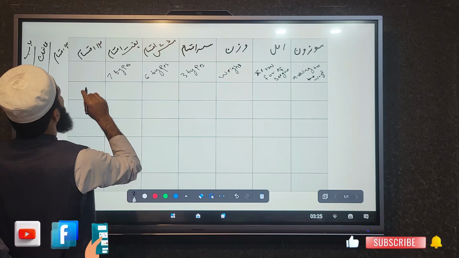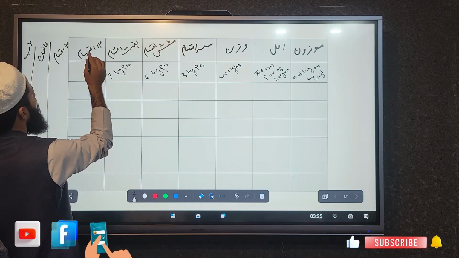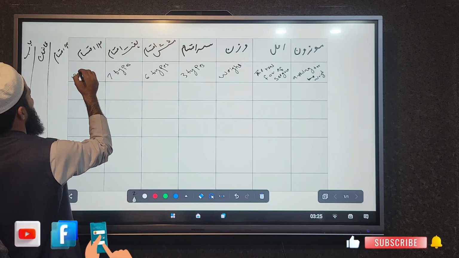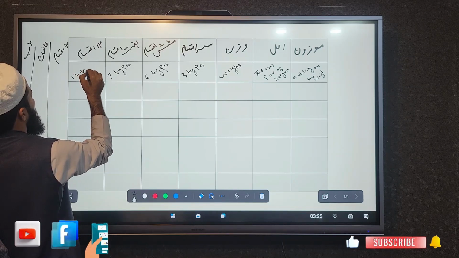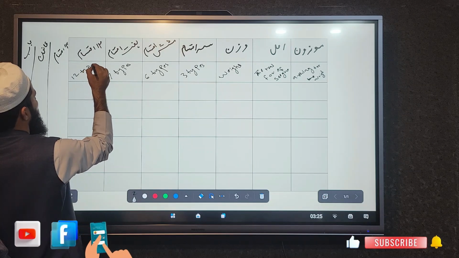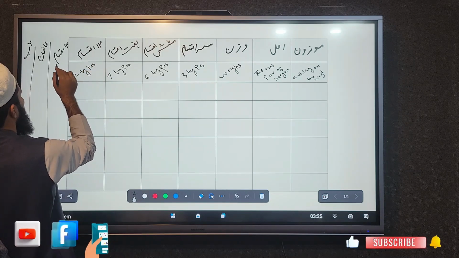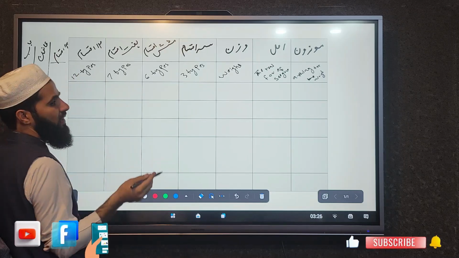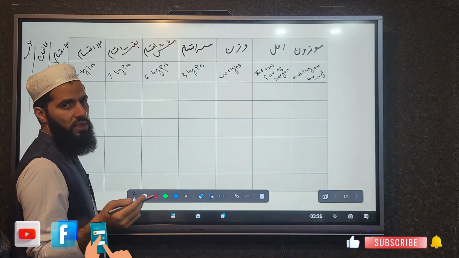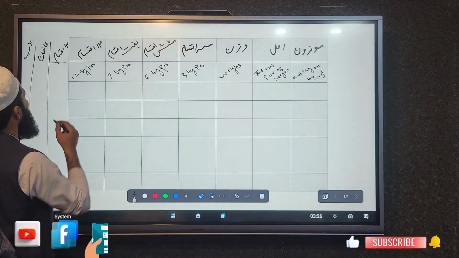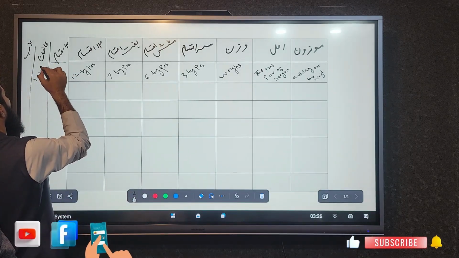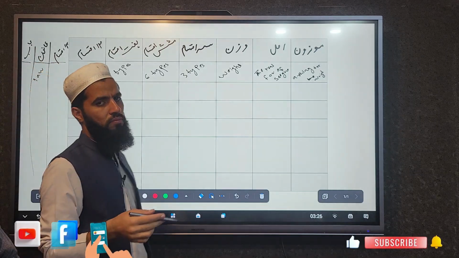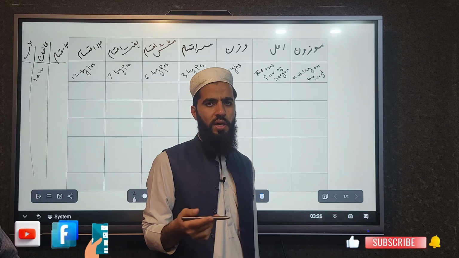And dwazda aqsam means 12 types. I will explain these, inshallah. 14 aqsam: which sigha is wahid, jama. In gardan we have 14 sighas. And qanun: which law of sarf we apply to this sigha. And bab: which bab, tafa'il, tafa'ul, mufa'ala, ifal, istifal, etc.